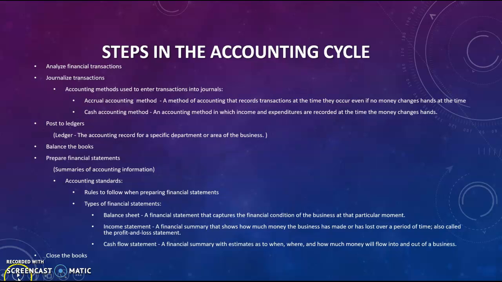Then your next step is posting to the ledger, and the ledger is just a specific department or area of the business that these transactions are recorded in. You're looking at balancing the books, which is your next step. Preparing the financial statements, and these are a bunch of financial statements depending on the company. It can range from simple things like a balance and income sheet to a whole 10-journal general ledger, and that's something for an accounting class later on. Then you have your accounting standards, which fall underneath preparing the financial statements, so you have your different things here. And then finally, closing the books.